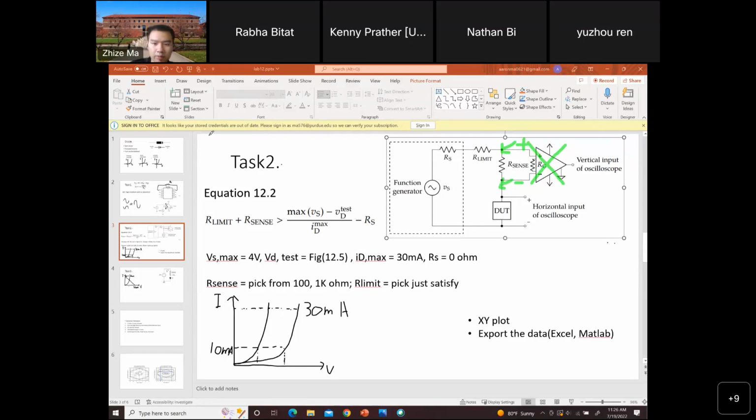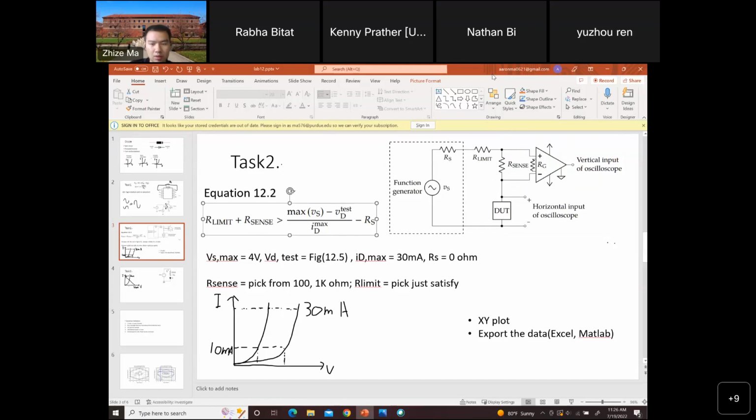But before you build this circuit, you will need to calculate the values for R limit and R sense, right? How to calculate these values is actually already given in the manual. The R limit plus R sense should be greater than this equation right here.